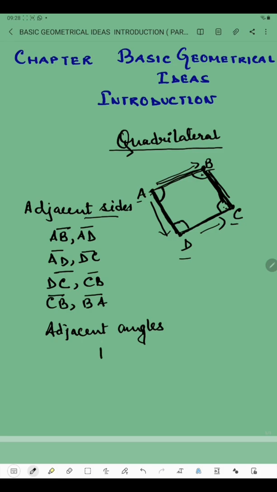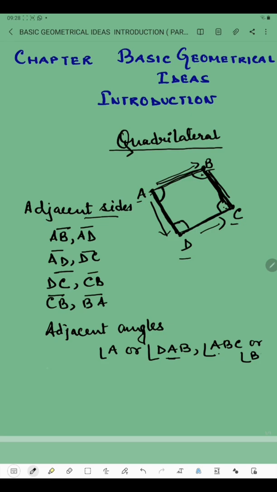So it is angle A, which can be written as DAB or BAD, right? See here, A is in the center. DAB and ABC, these two are adjacent angles. ABC means which angle? It's angle B, right? So these two are adjacent angles.